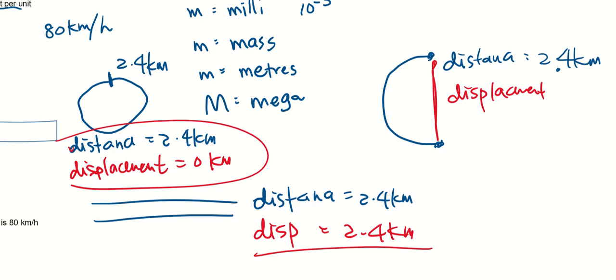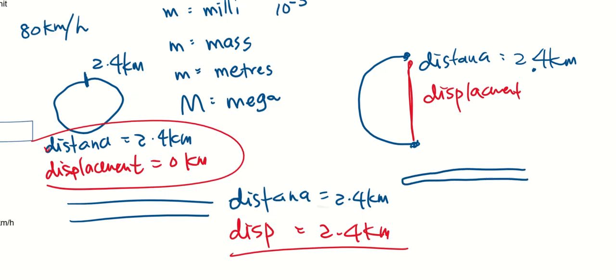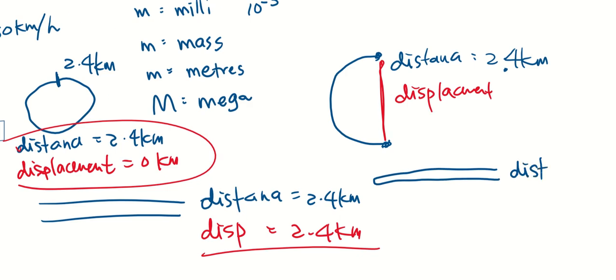Then the school changed the track again. Yes, that's the shortest distance. Still 2.4. You ran this way. Okay, you ran 2.4. But what is the displacement now? Displacement will be this. Get this? So if the distance and displacement may be different, speed and velocity will also be different.